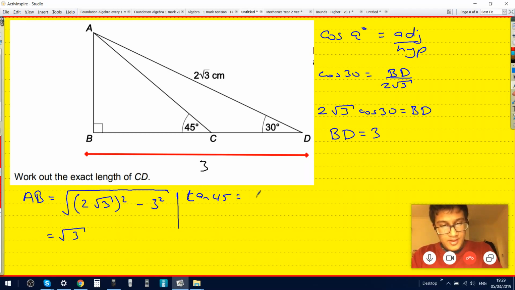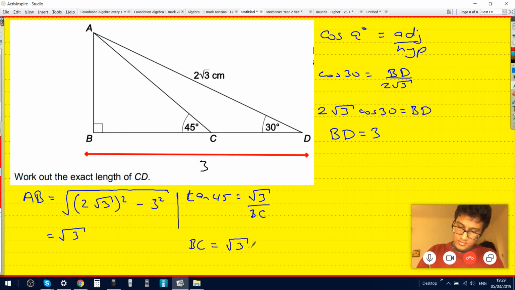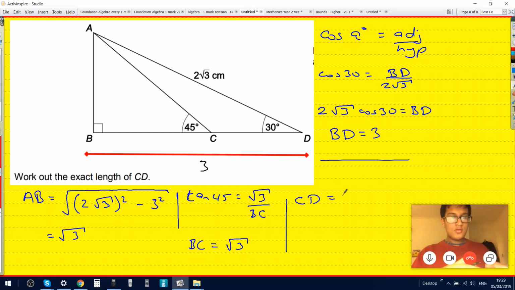And now you know that that is root 3, and the entire thing is 3. So CD is 3 minus root 3. Yeah. And so, yeah, CD is 3 minus root 3. Got it. Anything else? No, that's all, I think.